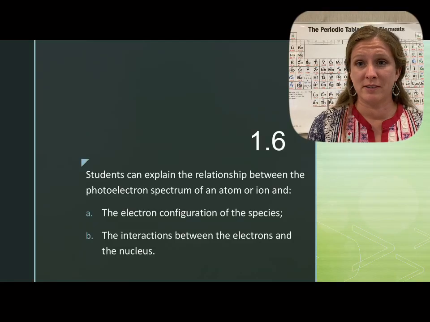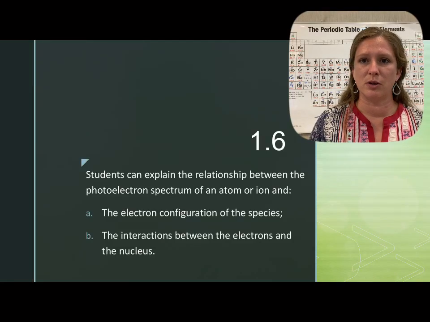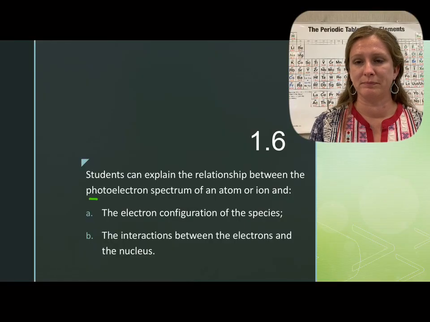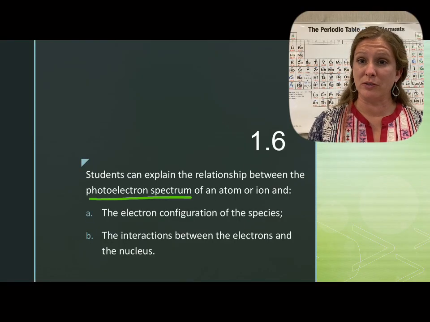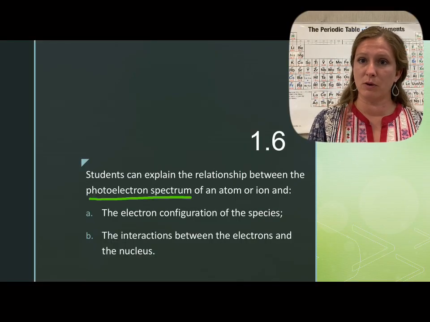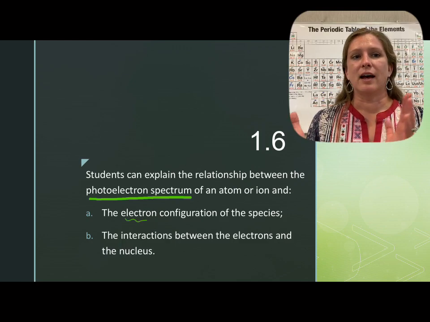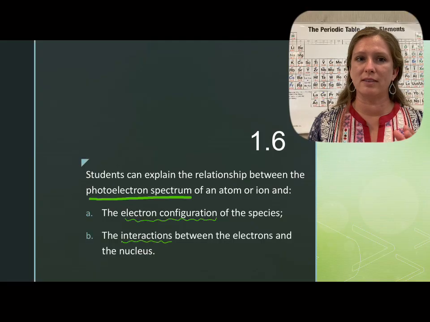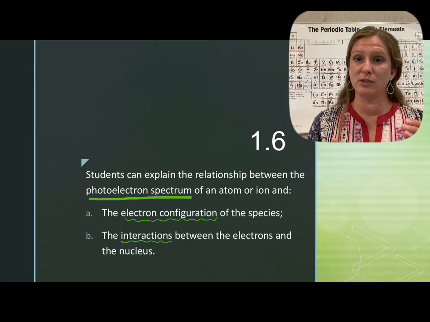So we talked about electron configuration, and we talked about how it's associated with the shape of the periodic table. But there's actually more evidence for these energy levels and the order in which they go. And it comes from a field of study called photoelectron spectroscopy. And so our current learning goal is that you would be able to connect the idea of the photoelectron spectrum with the electron configuration, and also associate that with the interactions between the electrons and the nucleus, the attraction.